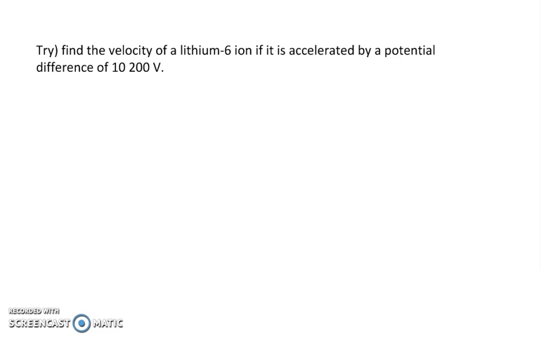Alright, we are going to get you to try this one: finding the velocity of a lithium-6 ion accelerated by a potential difference of 10,200 volts. Pause the video, try this out, see if your answer matches.